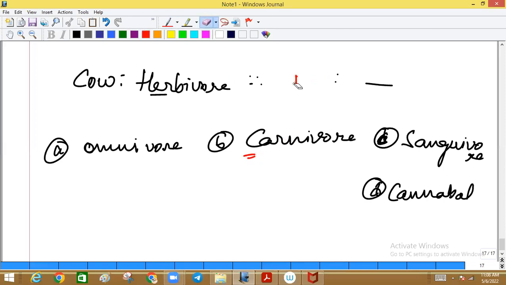If the same question I ask, what is cockroach? See the same question, how can I make it difficult by changing the simple word? Cockroach. What is the answer? Omnivore, carnivore, sanguivore. What is the meaning of sanguivore? Detrivore means that feeds on dead. Scavengers feed on dead and decaying matter.